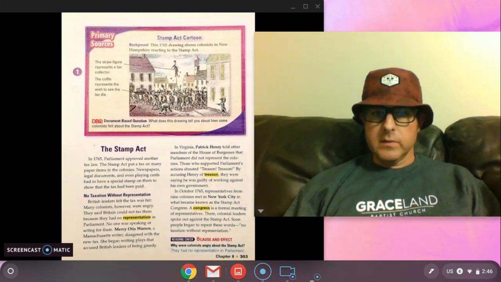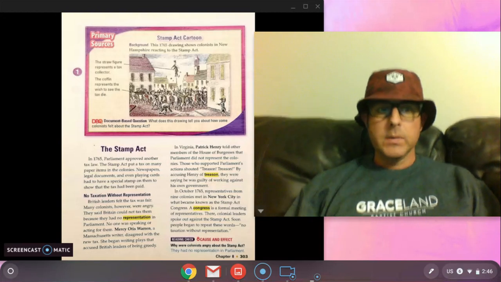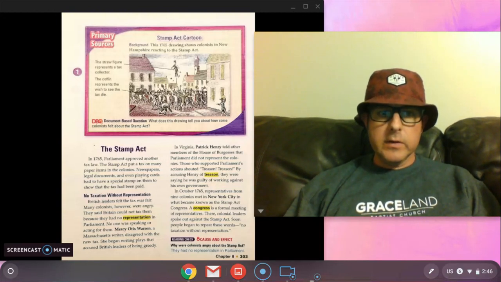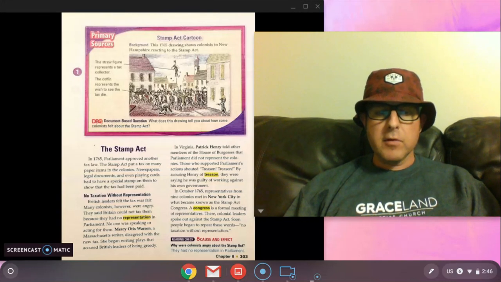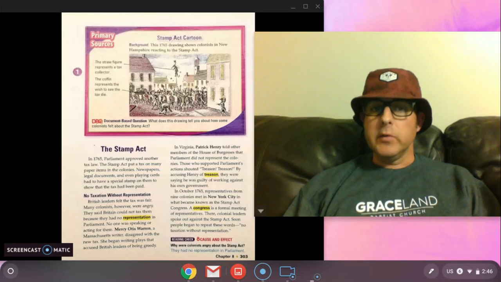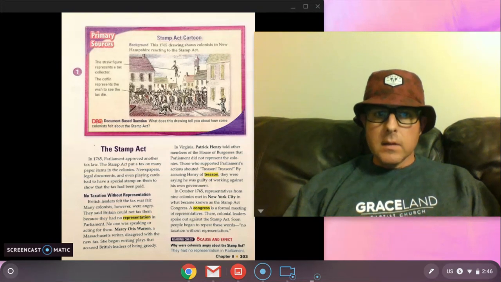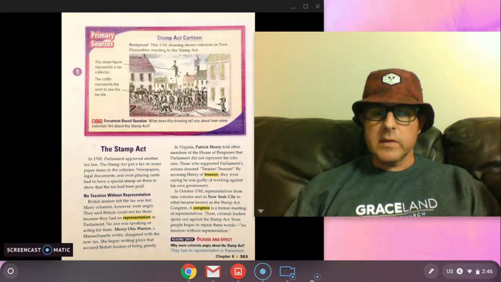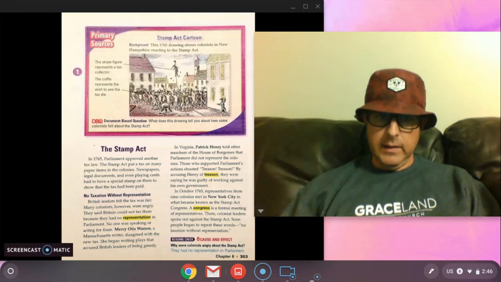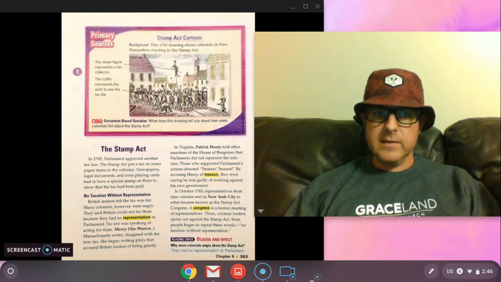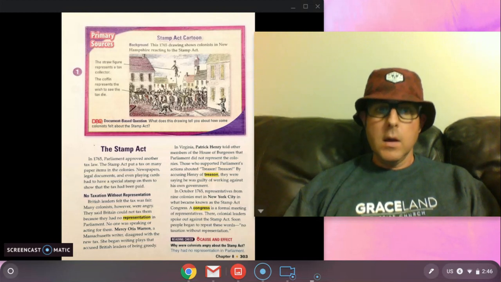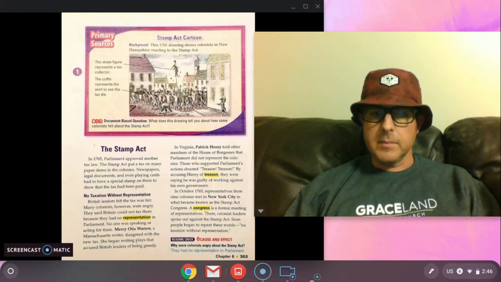Mercy Otis Warren, this is a person's name, a Massachusetts writer, disagreed with the new tax. She began writing plays that accused British leaders of being greedy. In Virginia, a different person, Patrick Henry, told other members of the House of Burgesses that Parliament did not represent the colonies. Those who supported Parliament's actions shouted, treason, treason. By accusing Henry of treason, they were saying he was guilty of working against his own government.